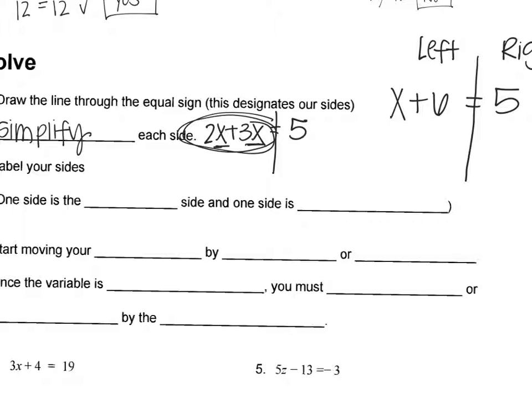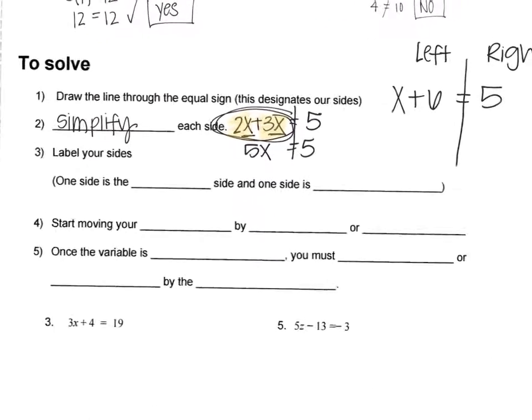So I can take these and add 2x plus 3x. Well, how many x's do I have now? I've got 2 plus 3. So now I would have 5x equals 5. That's simplifying, combining things with the same last name.